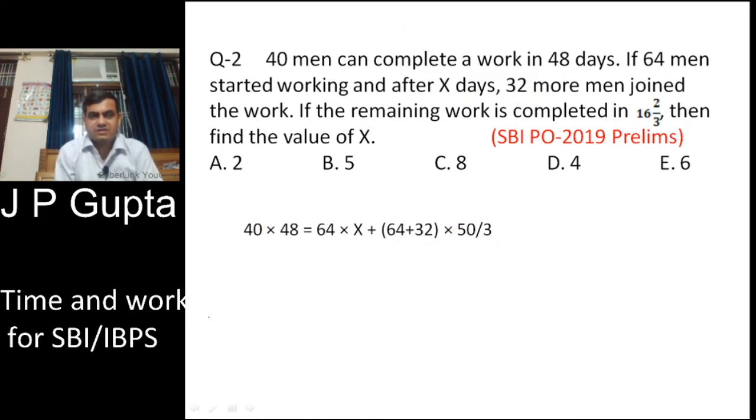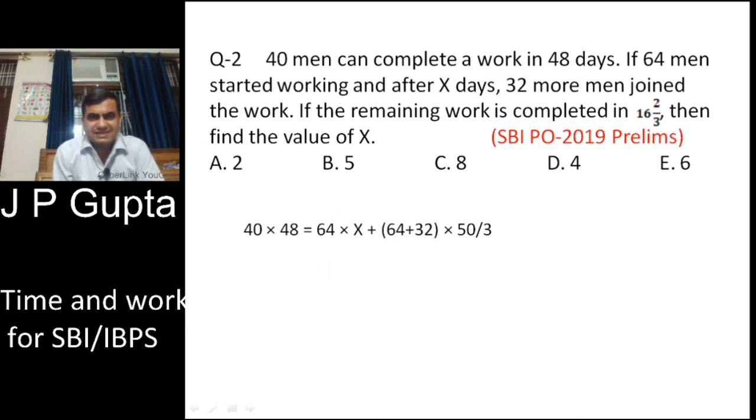In part 1 there are 64 men, in part 2 there are 64 plus 32 men. So whenever any case is broken into 2 or 3 parts, we will take the summation of all work. So this represents the whole work in case 1, this is also the whole work, but in part 1 we have done 64 into X work, in part 2 we have done 64 plus 32, that is 96 into 50 by 3. Here we need to do some cancellation to make it easier.